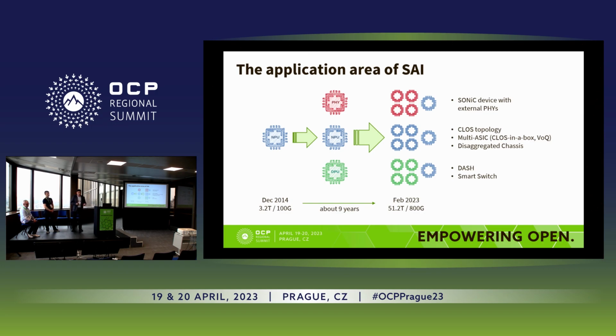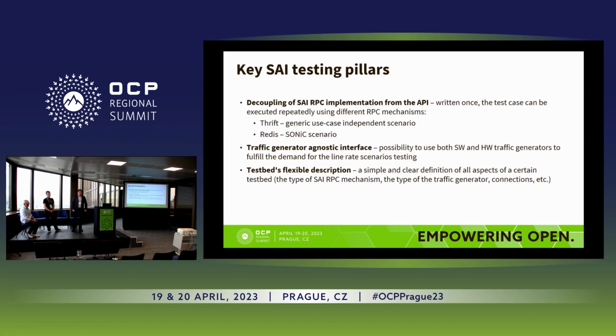And as you know, the more complicated a system becomes, the higher the probability of facing issues, and it becomes more difficult to catch and fix them. And we believe that SAI Challenger, which is an open source tool available on OCP GitHub, is the way we can address these issues. And we identified and implemented 3 key pillars for this testing tool.